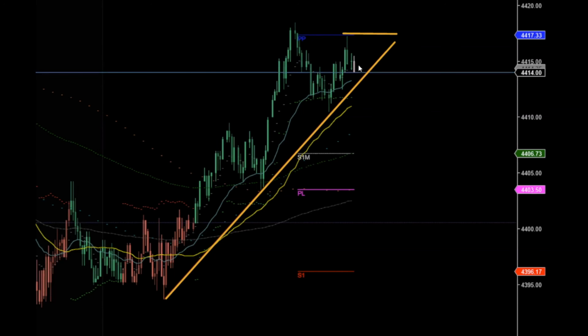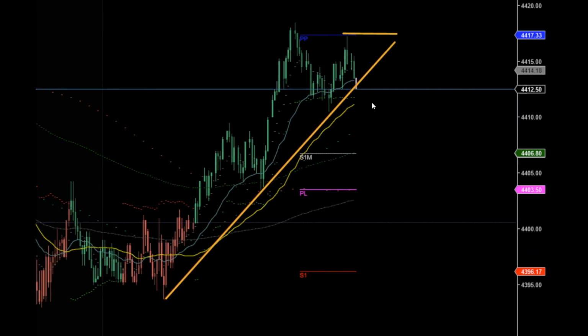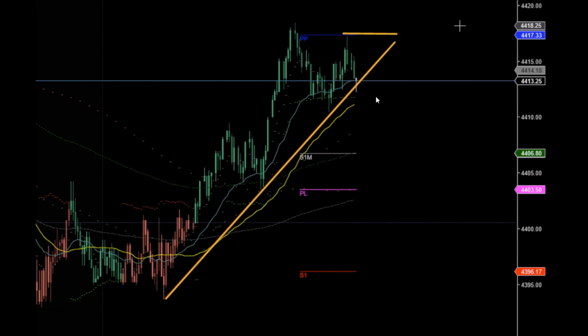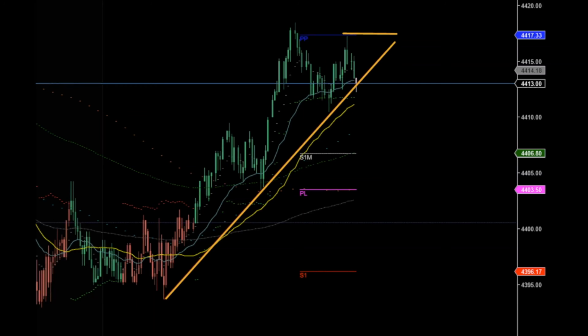Okay, so sellers are trying. That's a nice push for a seller, and now they are testing that moving average right now. Okay, now they are trying to break that trend line with the moving average. I want to see a strong bar. Okay, I see some more buyers coming in. That is not a good sign for a good signal bar.